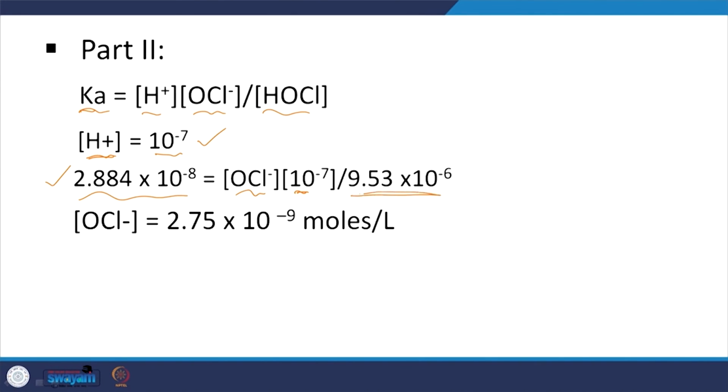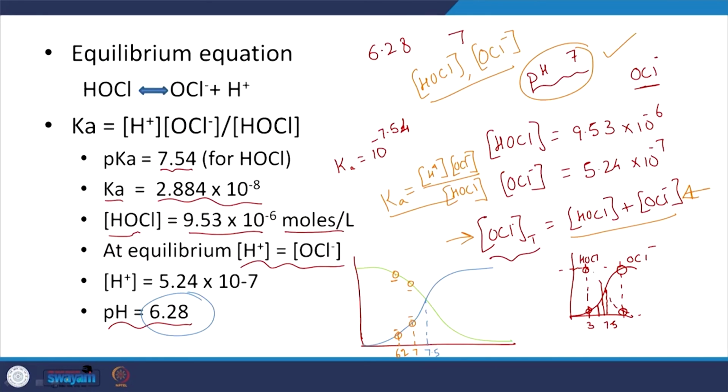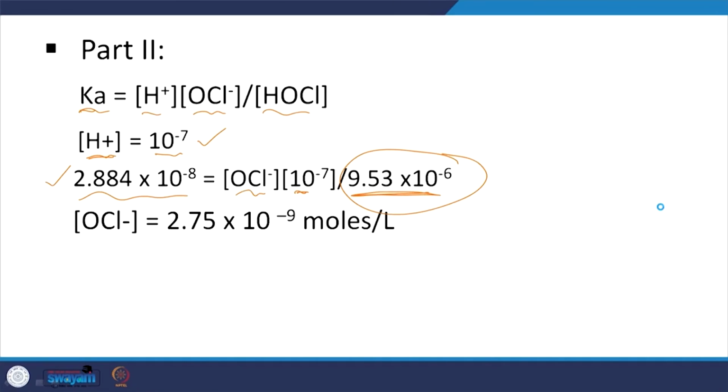So he took the HOCl concentration from part A to be the same as here, but you should know better. As you saw here, the HOCl concentration at 6.2 was this, but after increasing the pH it will decrease. So the HOCl concentration is not the same. So the approach should have been this. This is a common mistake that people make, so I wanted to use the issue at hand to illustrate this.